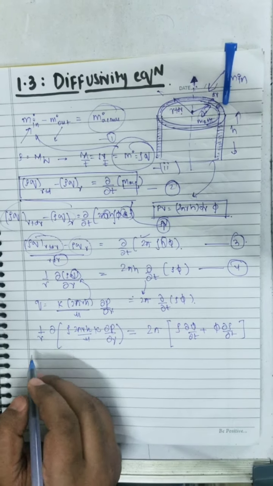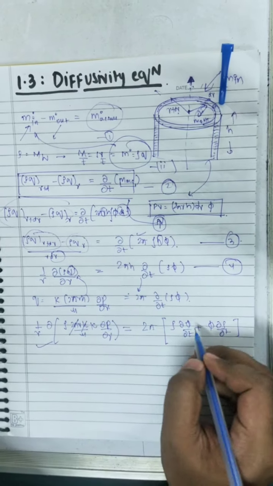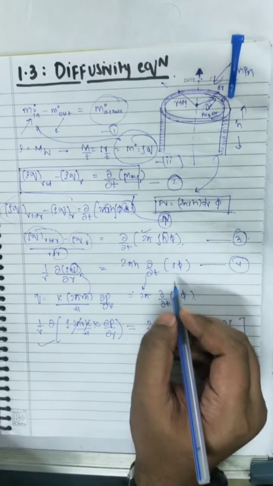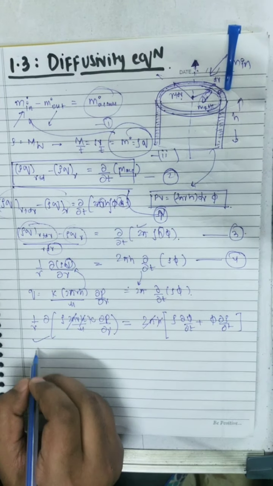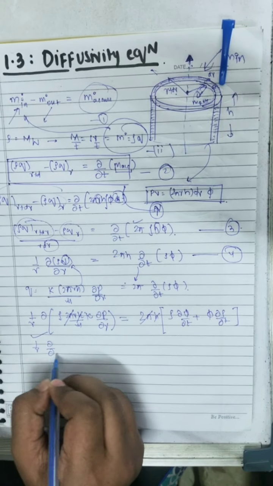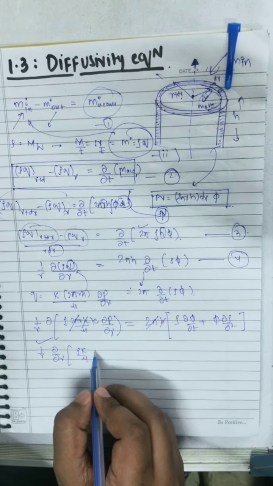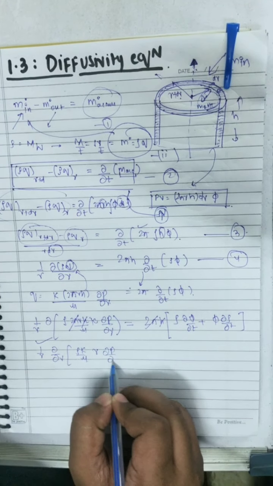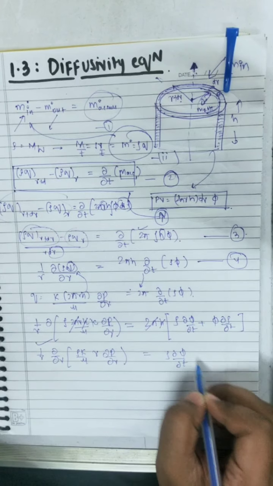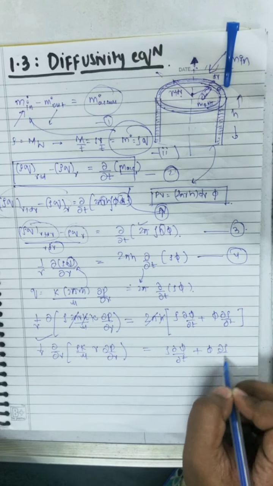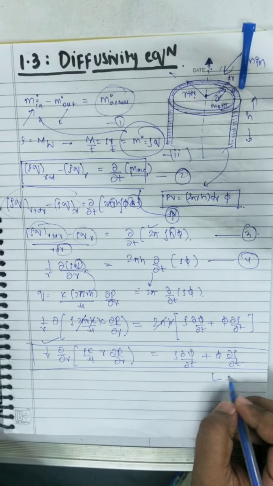Alright, so now this is sorted. We can simplify it by cancelling 2 pi and 2 pi. There must be an h over here as well, so it gets cancelled. So our equation becomes 1 by r del by del r of rho k by mu r del p by del r, right? And this is rho del phi by del t plus phi del rho by del t. This is the simplified version, and we'll keep on solving it further.